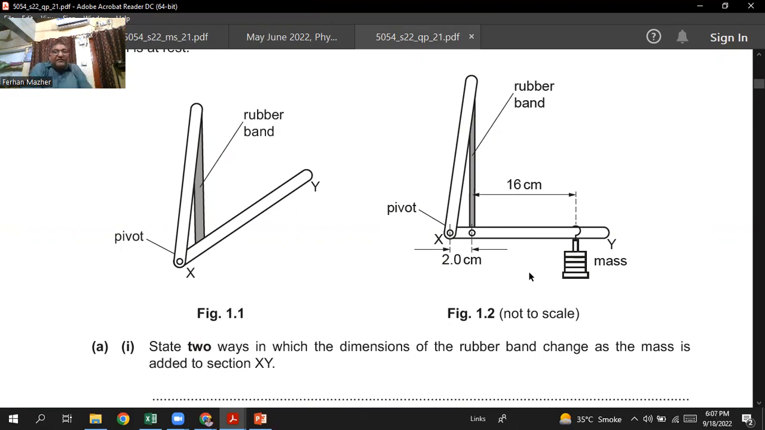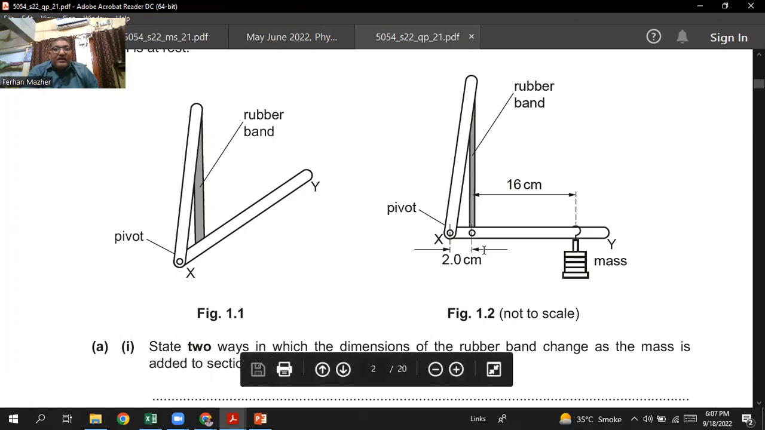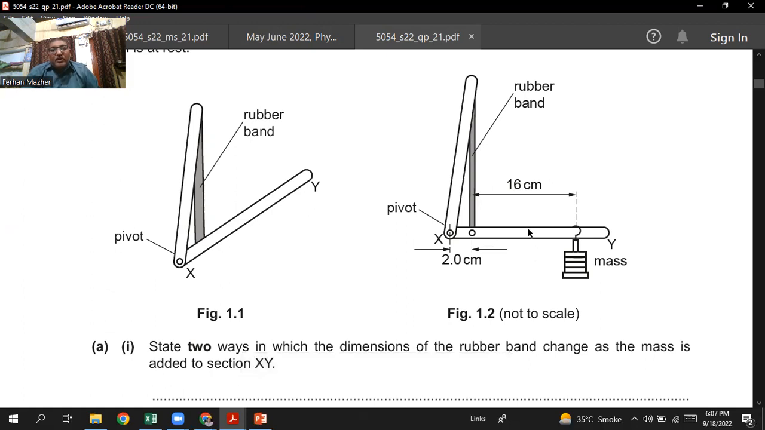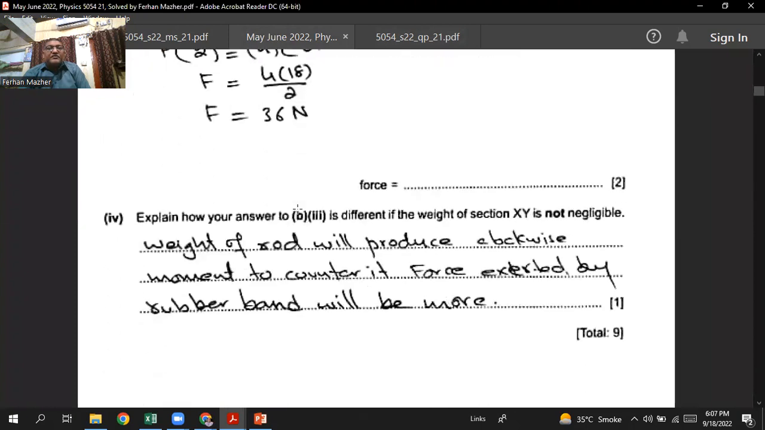So it will also produce a clockwise turning effect. The force which the rubber band has to provide to counter this larger clockwise moment should be more. Both this mass and the weight of this rod will be producing a clockwise moment. To counter this, the rubber band provides a force which produces an anti-clockwise moment, and that force has to become larger. So let me show you my answer.